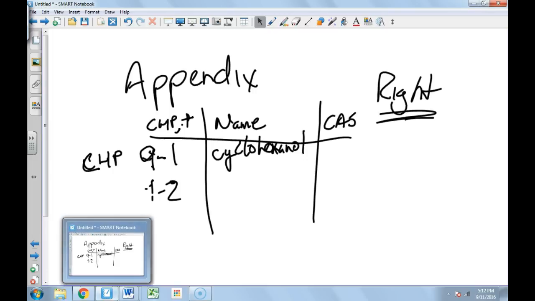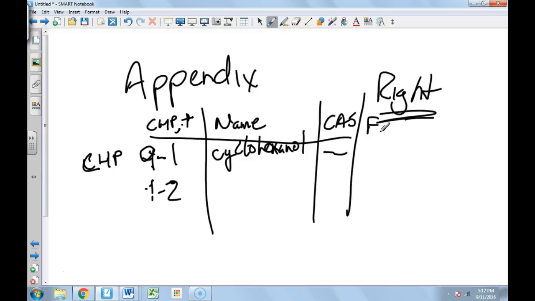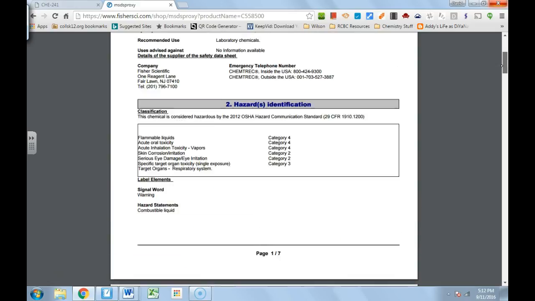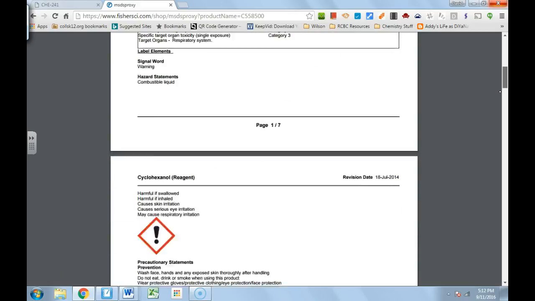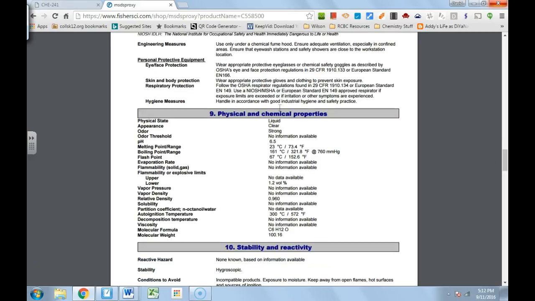Now, you're also going to include the flash point, because we want to make sure that the compound is safe to use in the lab. As we go down, you'll see that there are some physical properties here, and you'll see that there is a flash point.